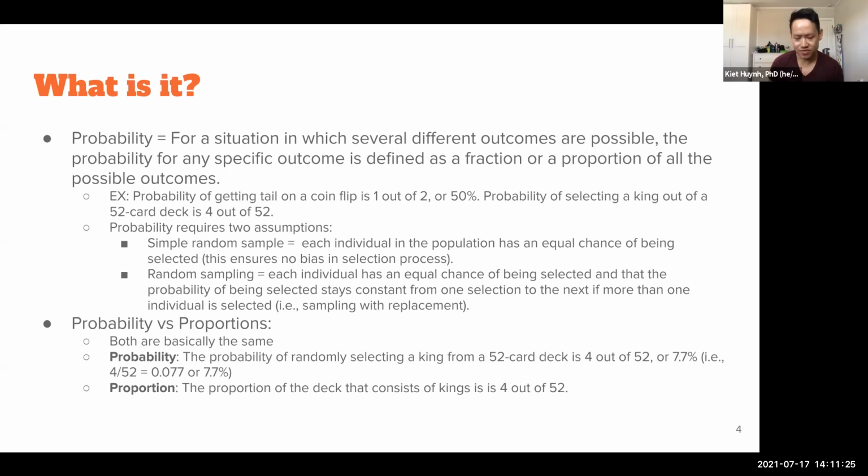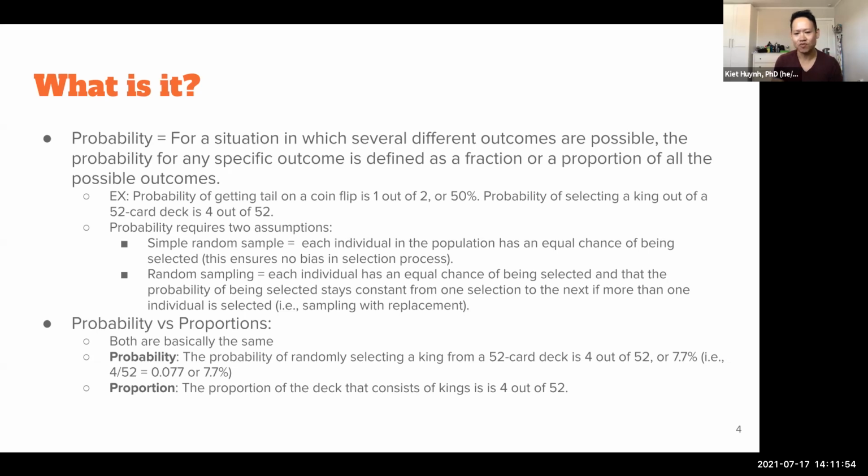So when you're working with probability, you have 2 assumptions that need to be met. One is simple random sample. That means everybody in the population has an equal chance of being selected. So when I'm selecting a card from the deck of 52, I have an equal chance of selecting any one of those 52 cards in that deck.